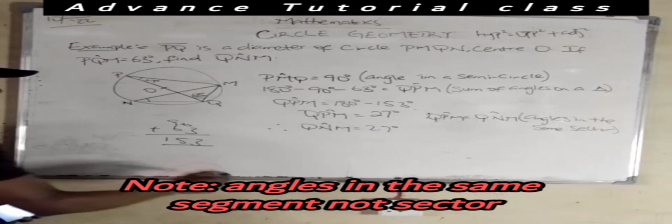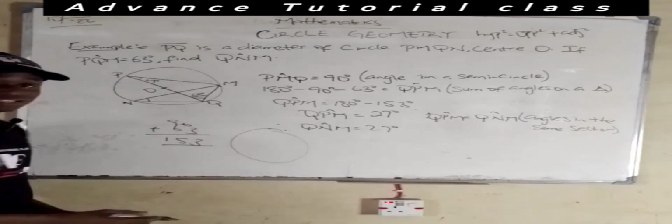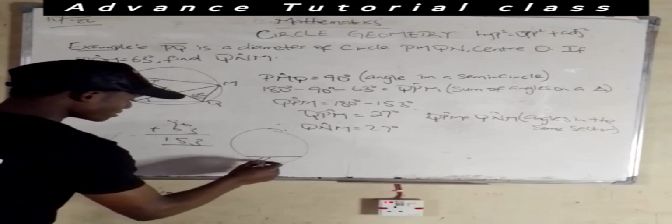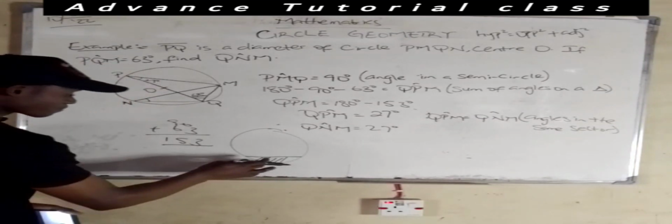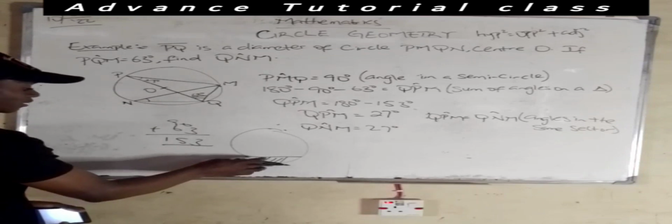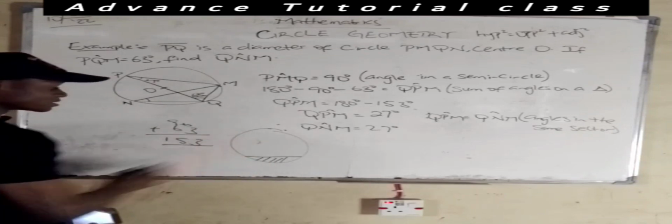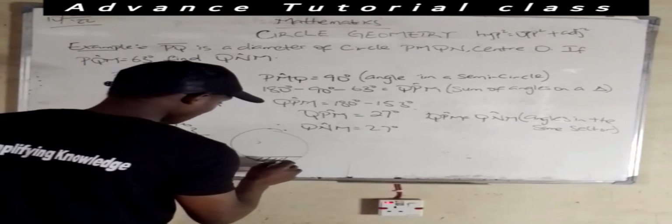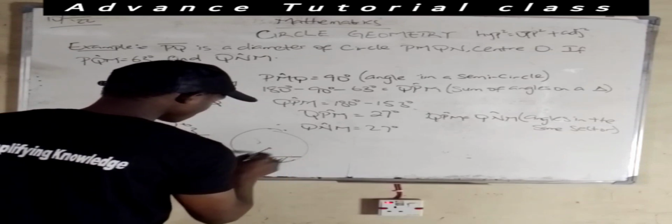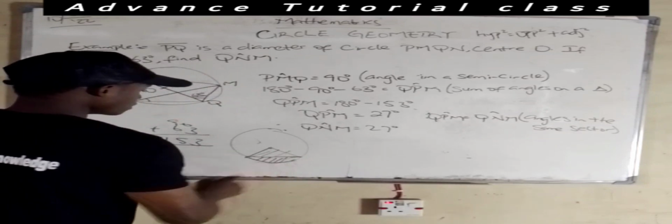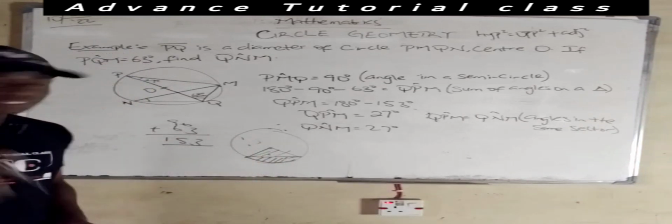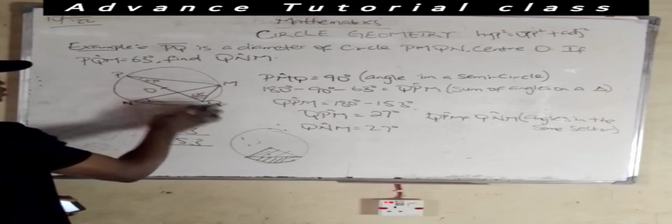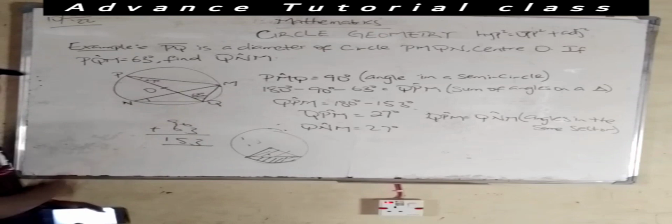Remember when I began this class, I drew a circle and I put a chord around it, and I told you this place here is a minor segment, and this is a major segment. Now, this place here is a sector. This is an arc, and this is a sector around here. So this is a minor sector and this is a major sector. Now consider these two angles, MPQ and QNM.